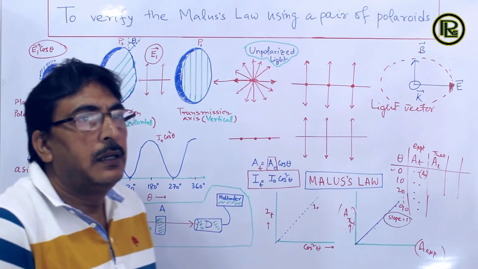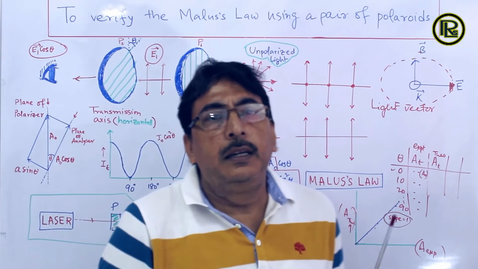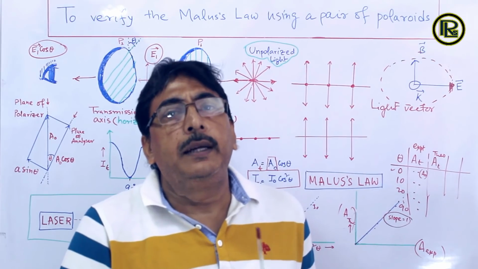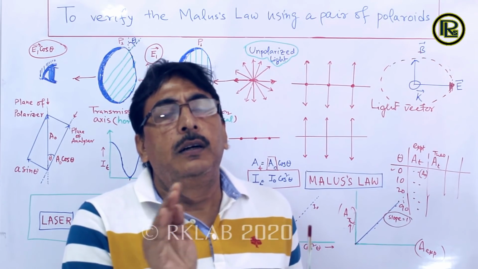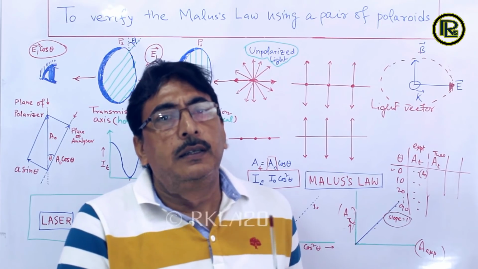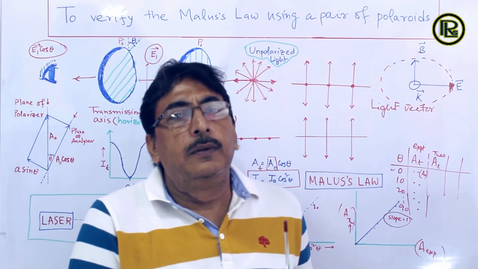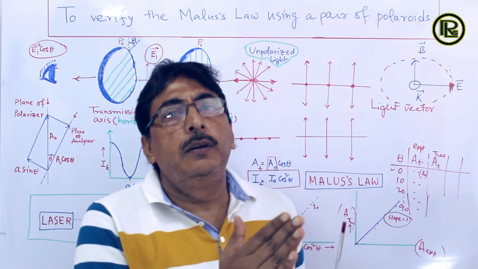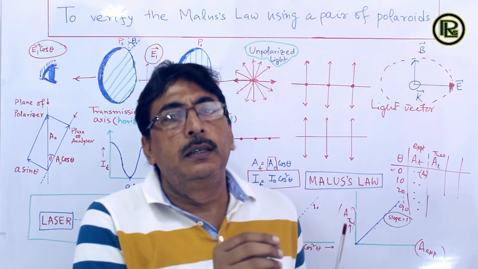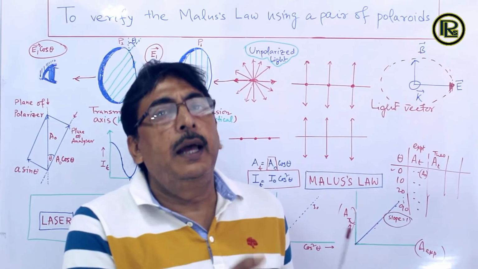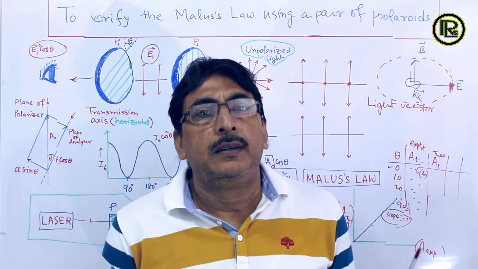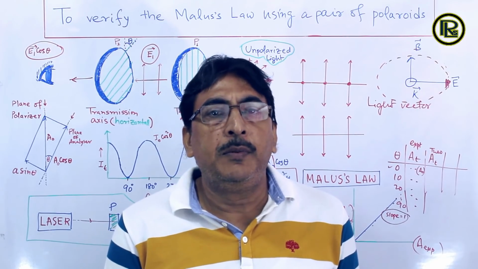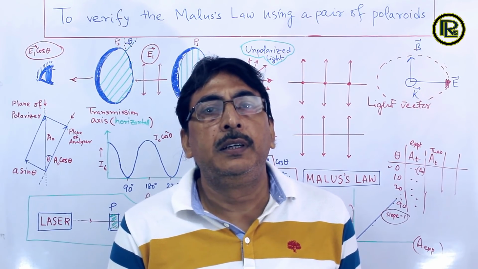Usually there is a little bit of absorption of light in the polarizer or analyzer. Therefore, the amount of light falling on the polarizer or analyzer will have more intensity than the light coming out of the polarizer or analyzer. Okay. I hope you all will be able to perform the experiment in the laboratory.